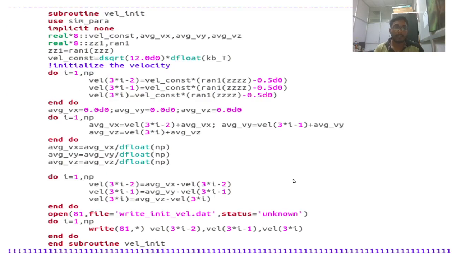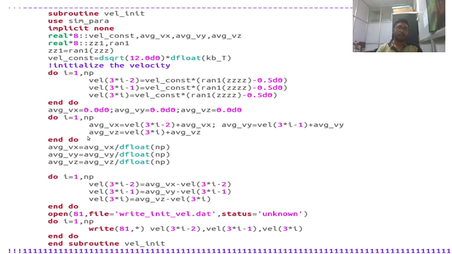Similarly we have the velocity initialization, in which we initialize the velocity in this way. You have a velocity constant which is defined as the square root of 12 kBT, and then you have a random number between 0 and 1, from which you subtract 0.5. That means you have all the velocities set to be from minus 0.5 to plus 0.5.